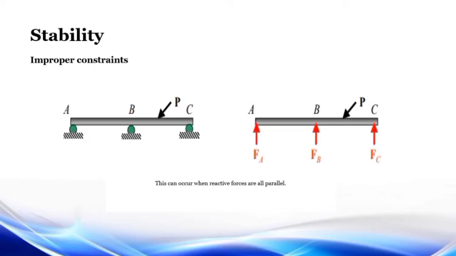Another way in which improper constraining leads to instability occurs when the reactive forces are parallel. So kung makikita natin dito, parallel yung reactions natin dito kay point A, kay point B, at kay point C. Now, if we are going to summate forces horizontal, that would not be equal to 0. Kasi makikita natin dito that our P has the horizontal component.